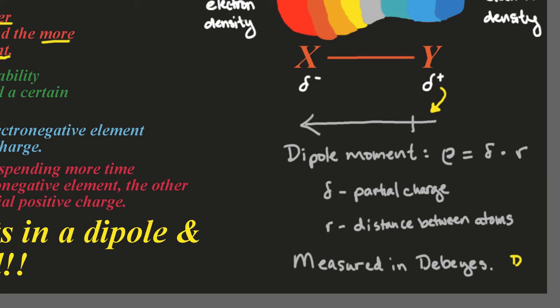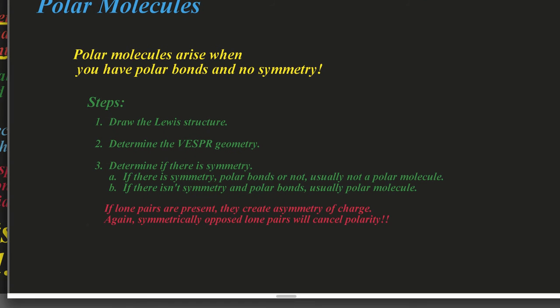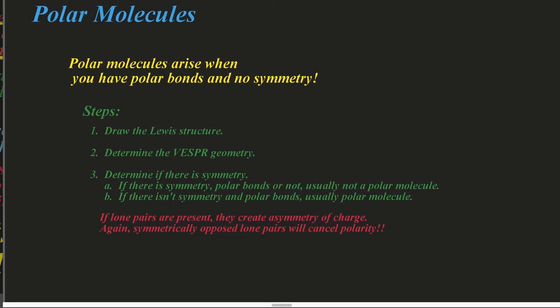All right, so polar molecules. Well, the main thing with polar molecules is that you get polar molecules whenever you have polar bonds and no symmetry. Or you could have lone pairs and no symmetry. Okay? So the steps are going to be to draw the Lewis structures, determine the VSEPR geometry, determine if there's symmetry. If there's symmetry, polar bonds are not, lone pairs are not, usually not a polar molecule.